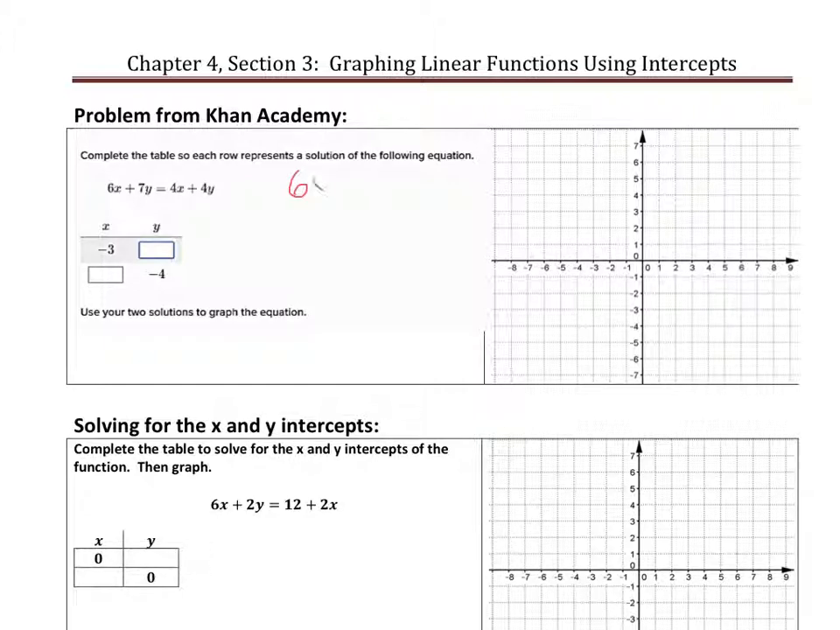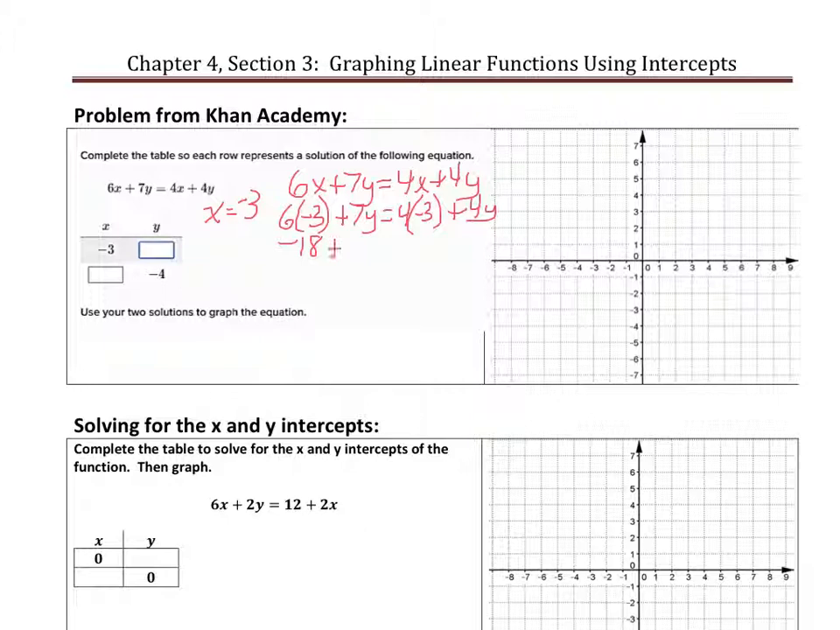We have 6x plus 7y equals 4x plus 4y. We're going to substitute in x equals -3 because that's what we're told it equals. So I'm going to replace all of my values of x with -3, and then I'm going to solve for y. So I've got 6 times -3 here, and 4 times -3 plus 4y. -18 plus 7y equals -12 plus 4y. Now I'm solving equations here. I need to get the y terms together and on the same side, and I need to get the constants together on the opposite side.